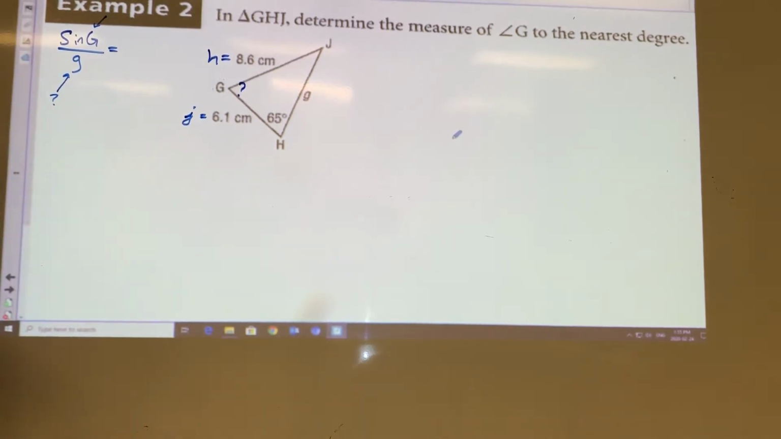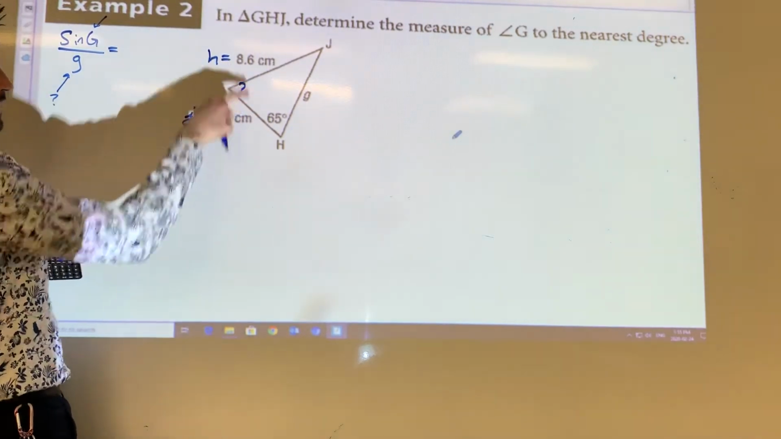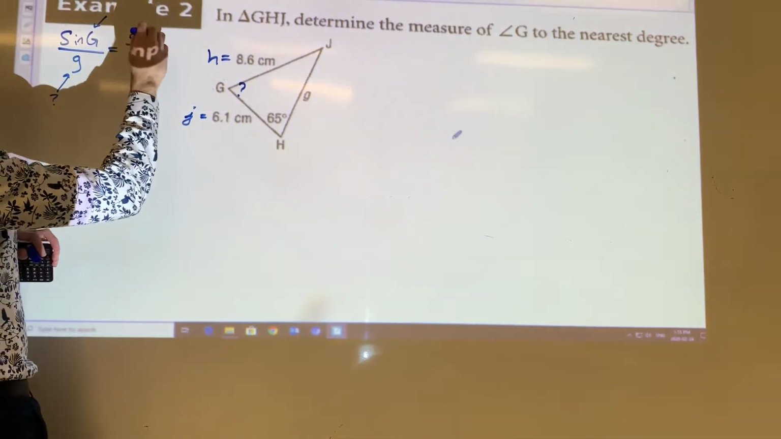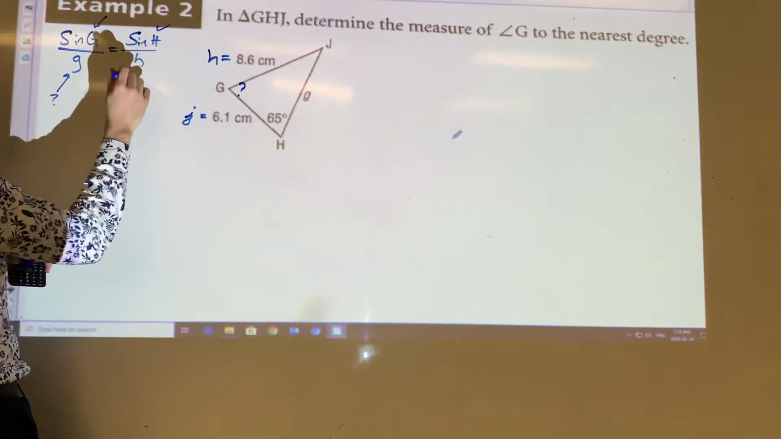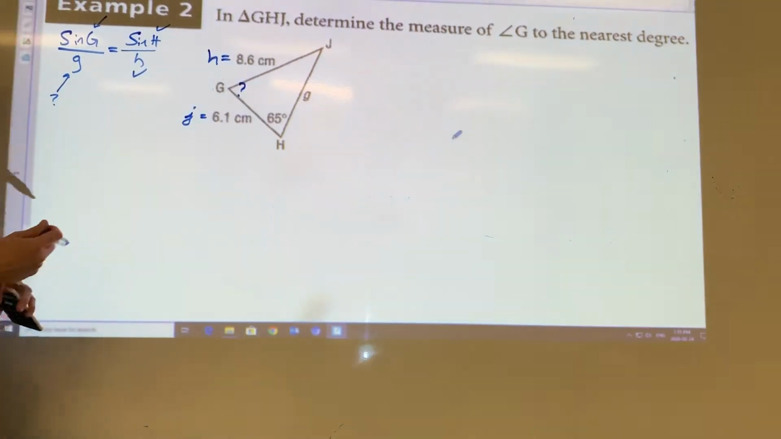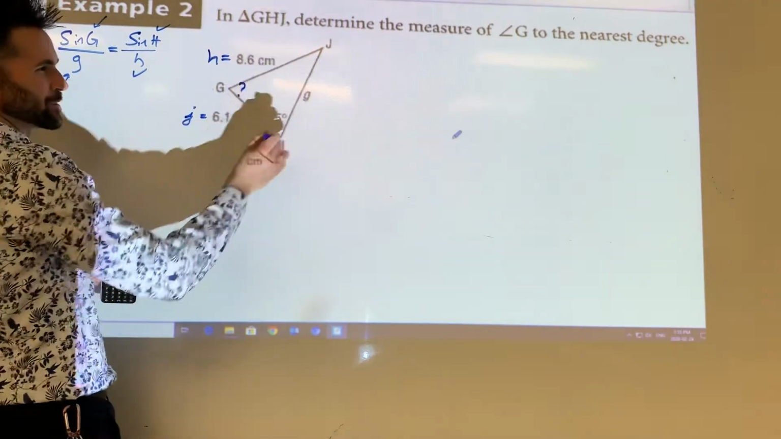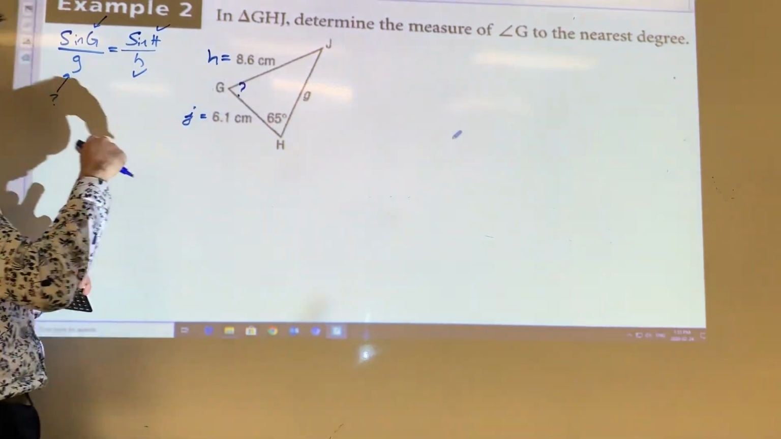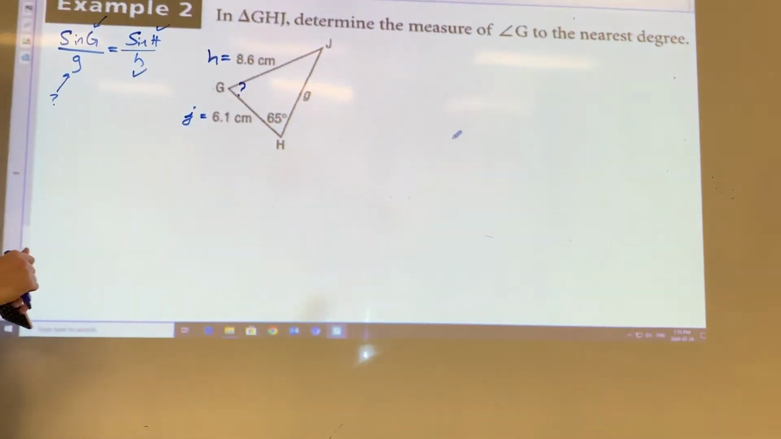Do I even have a side where I know both things? Looks like H. I know sine H, I know H, but I don't know those two things, so that's not going to work. Ugh. So what do you think we can do in this case? You can create a right triangle, divide 6.1 and find G. Okay, yeah, it's not bad. Like you drop it down. The only problem with that is then I don't know where I am at, and I still don't have enough information.